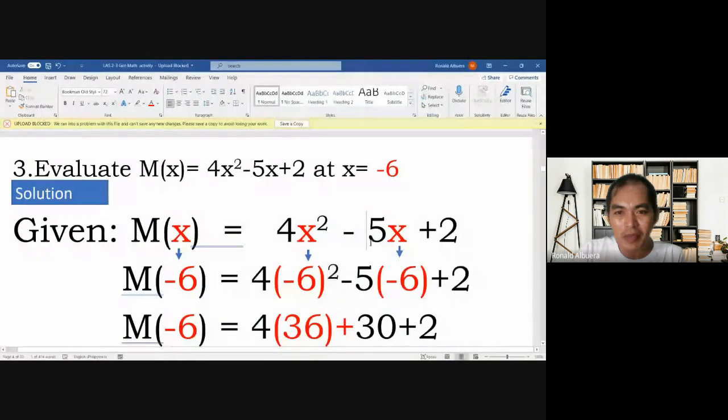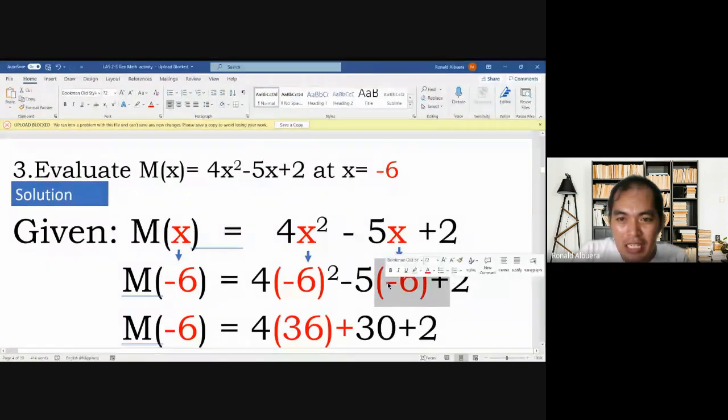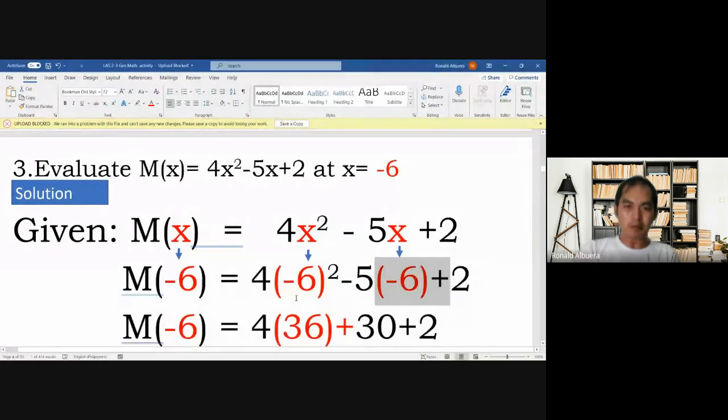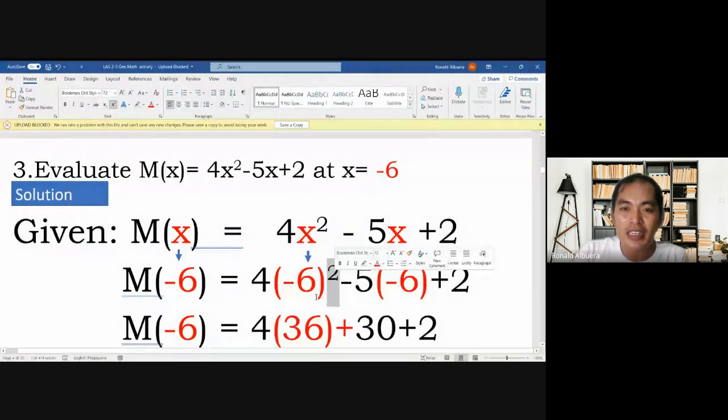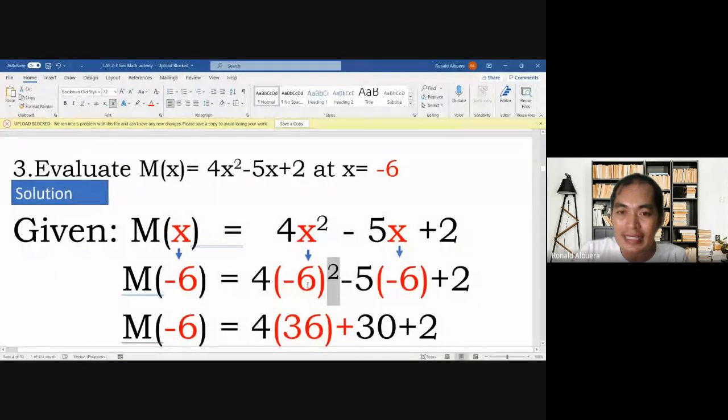At kinopya lang yung negative 5. Itong x, papalitan ng negative 6. Then, kinopya lang yung positive 2. Remember that when we substitute, you always enclose it with parentheses. Now, in this case, when you simplify, uunahin nyo muna yung may square. We are following the PEMDAS rule. Parentheses, exponent, multiplication, or division before you are going to add or subtract.